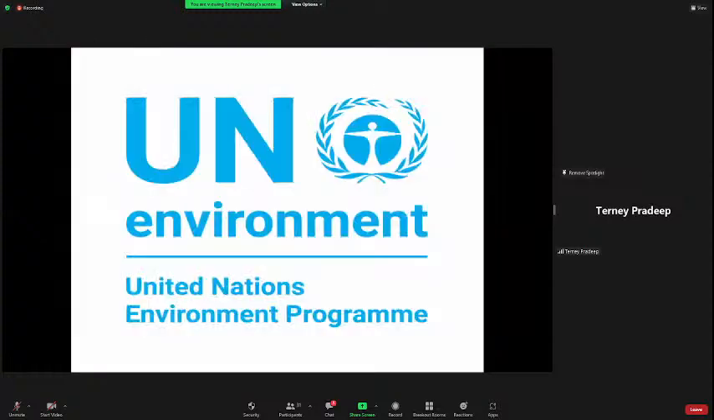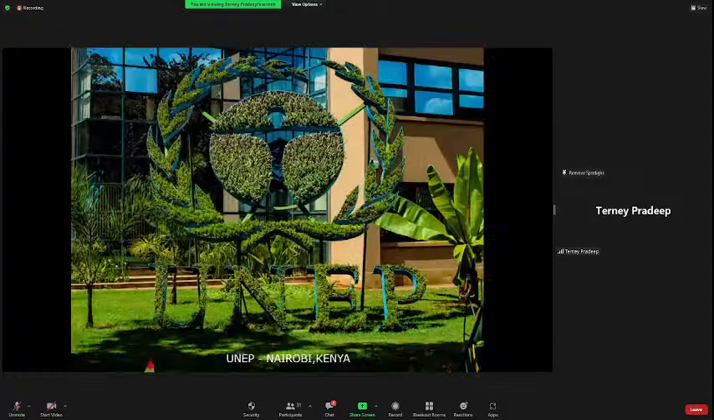UNEP, right? You have seen this environment programme. They always talk about environmental issues and support countries and support mitigating environment problems, right? The UNEP headquarters is in Nairobi, right?